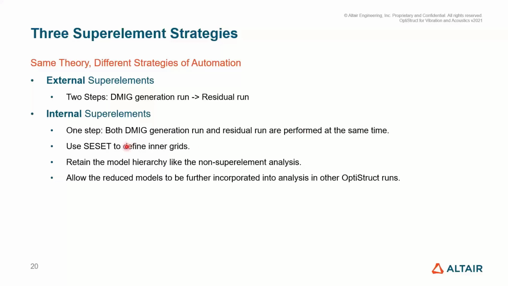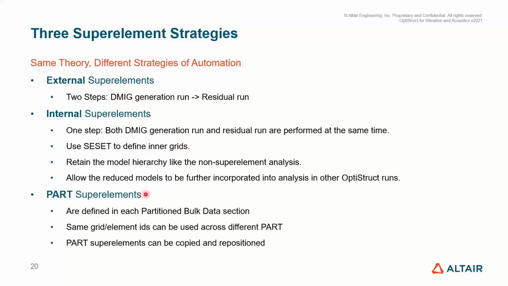Here we use SE set to define inner grids. Remember, in external super-elements, we define interface grids, but here we define inner grids. The third one is the part super-elements. These super-elements are defined in each partitioned bulk data section, and the same IDs are allowed across different parts. All super-elements can be copied and repositioned.